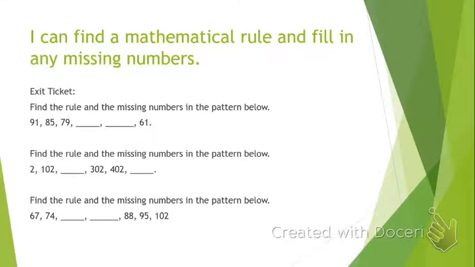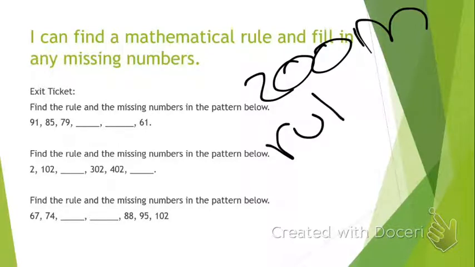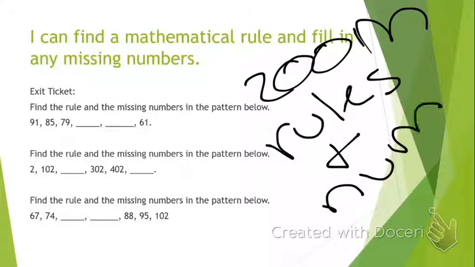That one was hard. Okay, so for your exit ticket, I did take it a little bit easier on you, okay? You are going to find the rule and the missing numbers for each of these patterns. When you are done, you are going to Zoom your teacher with the rules plus the numbers, okay? So each of these have 2 missing numbers, so you're going to Zoom me with the rule. How do I get those numbers? And then those missing numbers for each of the 3 problems.